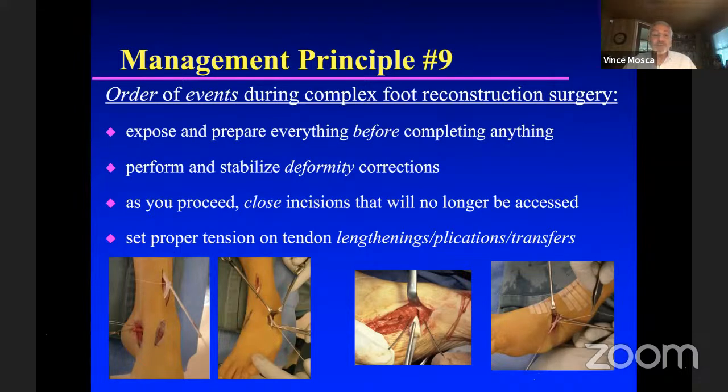So you've prepared and exposed everything. You've stabilized the deformities and you've closed the incisions that you're no longer going to need. The last thing you do is set the tensions on your tendon transfers or on your lengthened tendons. You can see in that last picture on the lower right, I have my Steri-Strips on those incisions that are closed. And the only one open is this split tibialis anterior tendon transfer being transferred to the peroneus tertius. I can do it now because the next thing after I secure this tendon transfer is close the skin, put on the Steri-Strips, and then put on the cast.